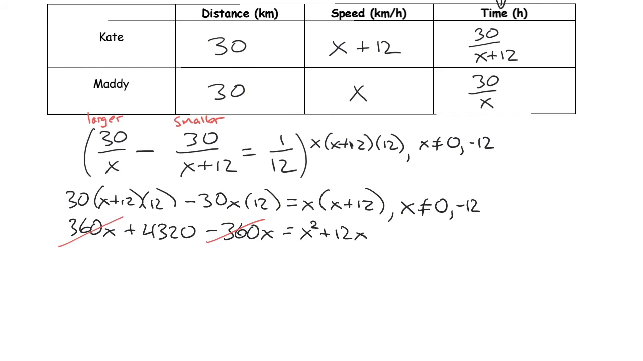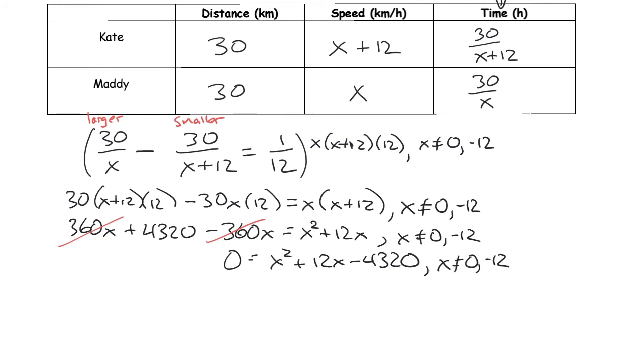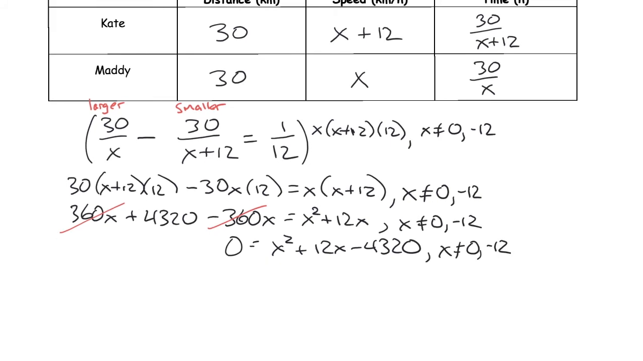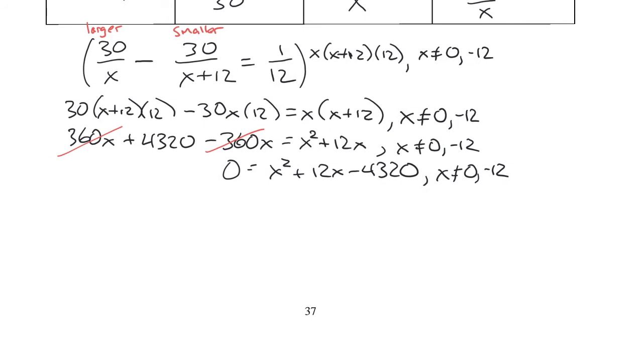Okay, now I'm going to bring over that 4,320. Oh, and remember, x can't equal 0 or negative 12. Same thing here. x can't equal 0 or negative 12. Still don't know what the final answer is going to be, or how that restriction affects it.